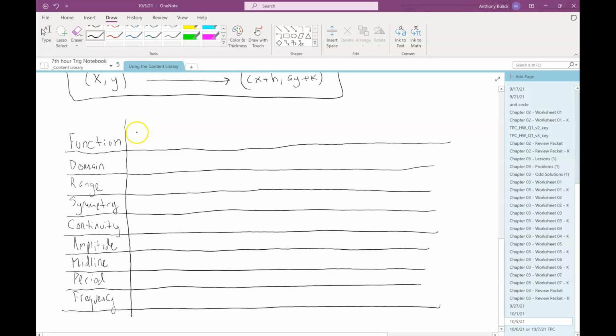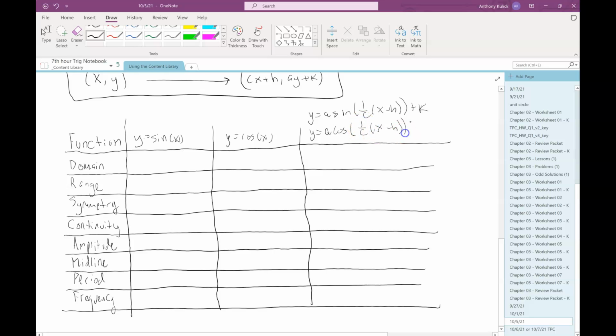We're going to talk about 3 different kinds of functions. So we're going to talk about the sine function, the cosine function, and then any transformation of either the sine function or the cosine function. Okay.